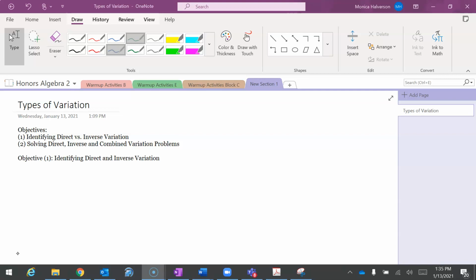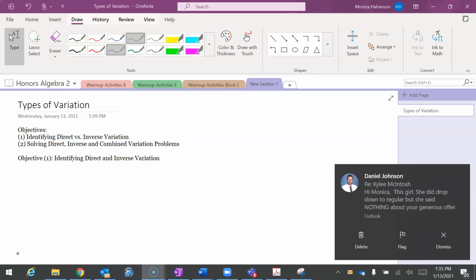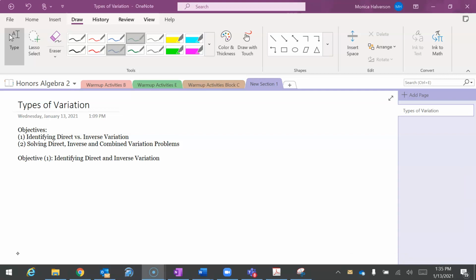We're going to first talk about the difference between direct versus inverse variation, and then we're going to introduce the concept of a combined variation. So the first thing we want to talk about is how to identify direct and inverse variation. And before we can even talk about identifying it, we need to talk about what the exact relationship is. So let's talk about this first, all right? Let's talk about what direct variation is specifically.